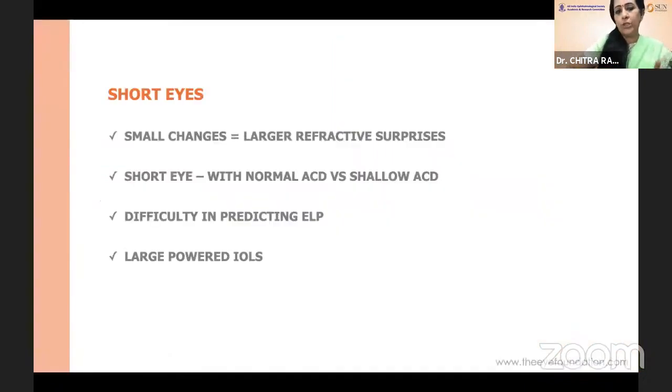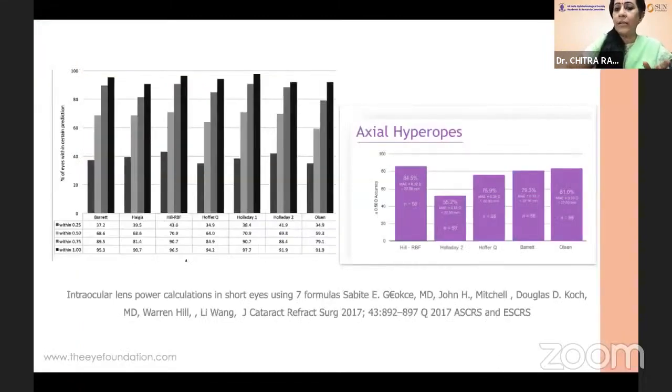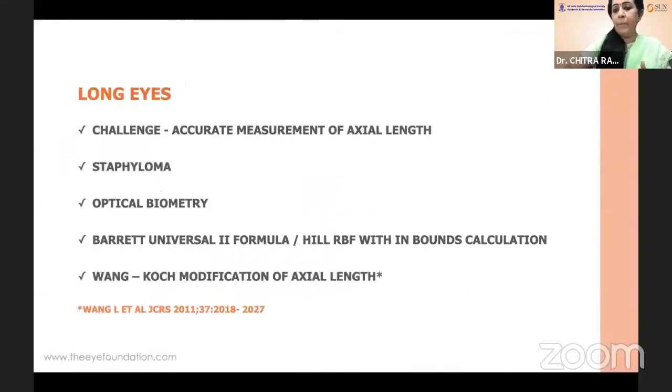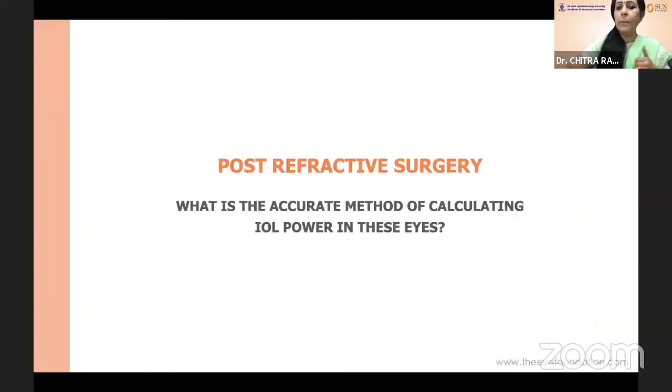What is the best way to deal with short eyes? In short eyes, you know that there could be a normal anterior chamber depth or a shallow anterior chamber depth. And because these are high-powered IOLs, you could have a larger refractive surprise. So you could use a customized IOL or a piggyback IOL in these eyes to add to the lens placed in the bag. And the challenge with long eyes is the presence of staphyloma, which is better measured with the optical biometers.